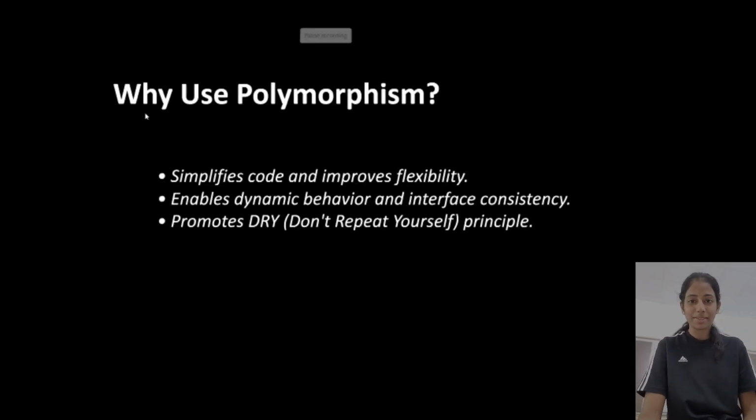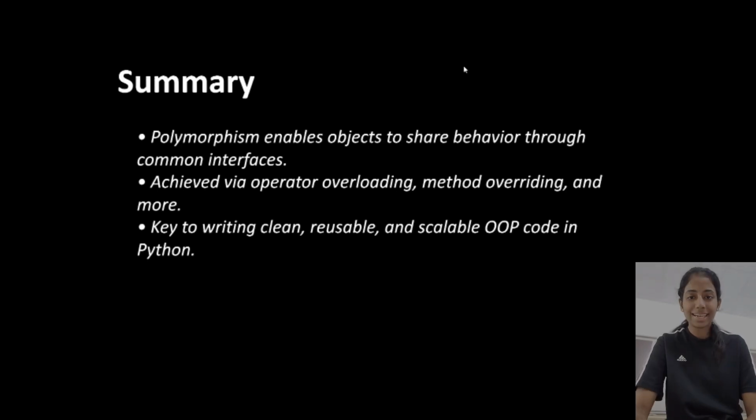Why use polymorphism? Polymorphism promotes code reusability and extensibility, and makes the code clean, readable, and dynamic. It is essential for object-oriented programming design. Let us now briefly sum up polymorphism. It enables objects to share behavior through a common interface. There are three different types of polymorphism. Method overloading, which is also called compile time polymorphism. It is simulated using default parameters. Python doesn't support traditional method overloading, but it is supported in Java or C++.